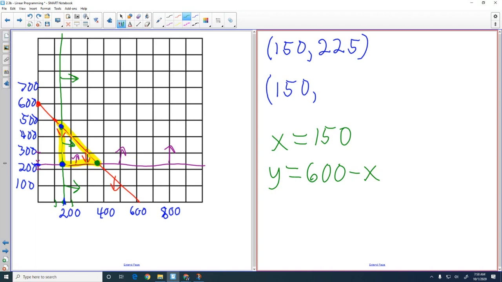Now watch how easy this is going to be, everybody. I'm trying to find the intersection point of these two lines. Since one of them is just x equals 150, all we need to do is take this 150 and just plug it in right there for x. If we do that, what do we get for a y coordinate?